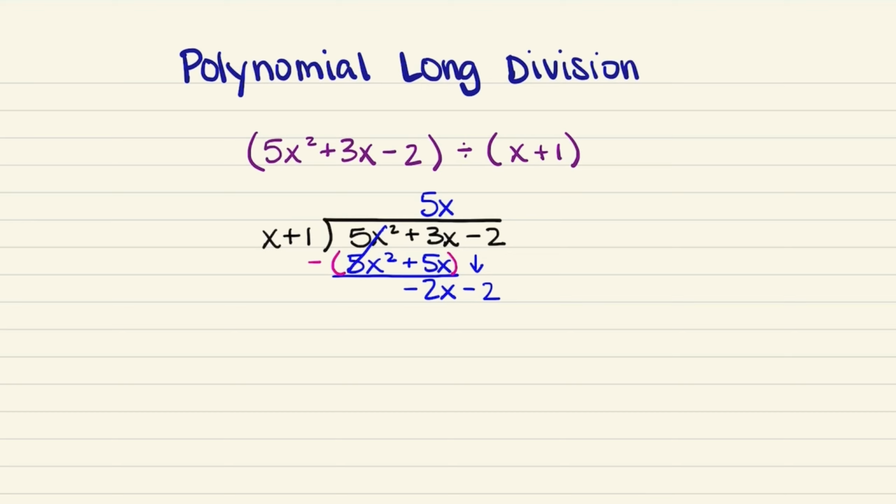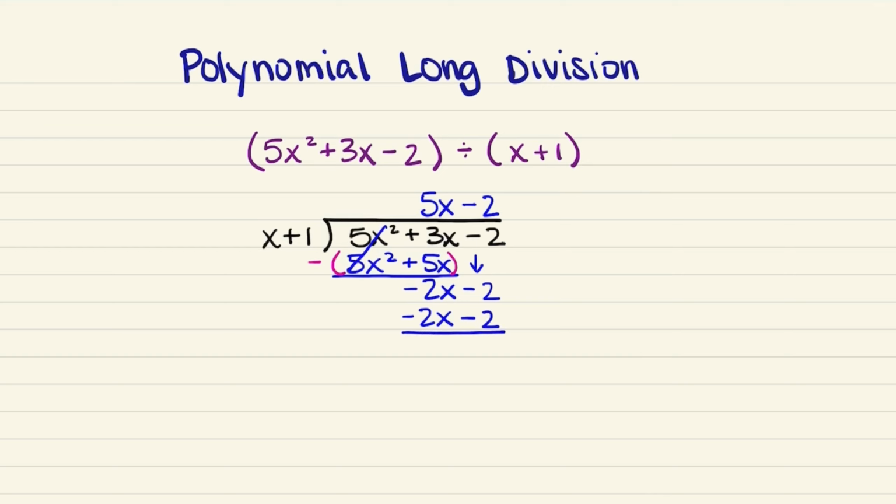Now we're going to follow that same process. We're going to look at this first term here of our divisor and the first term here. Negative 2x divided by x. Or, as we said before, what can I multiply x by to get negative 2x? And that would be negative 2. So now we're going to multiply x plus 1 by the number we just put on top. Negative 2 times x plus 1, and it goes right there. Negative 2 times x plus 1 gives us negative 2x. Positive 1 times negative 2 is negative 2.